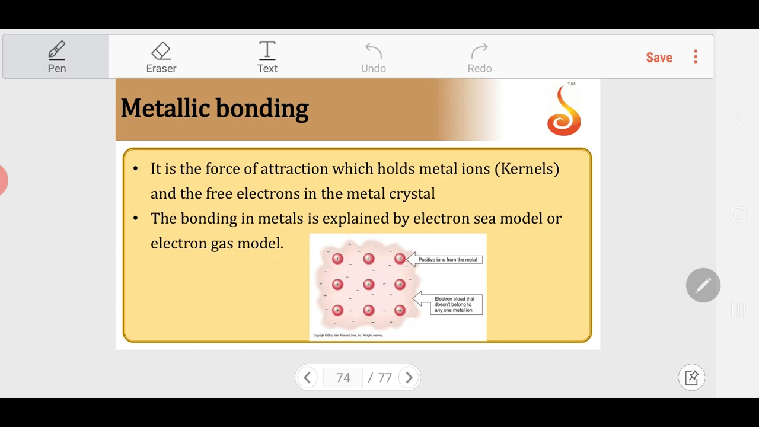Metallic bonding is a force of attraction which holds metal ions or kernels and free electrons in the metal crystal. This bonding in metals is explained by a model called the electron sea model, or electron gas model. So this is the metal kernels. You can see here the metal kernels, and these are the freely moving electrons. So the metal kernels are kept immersed in a sea of freely moving electrons. That is the concept of the electron sea model.